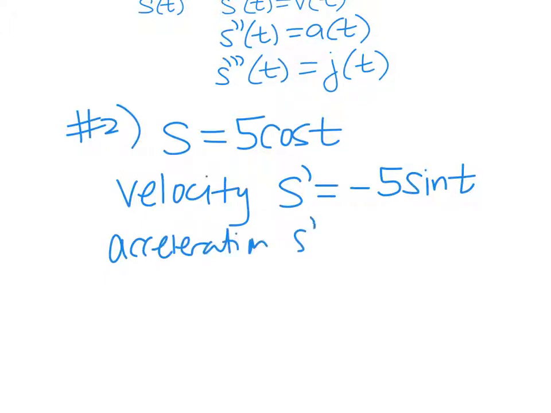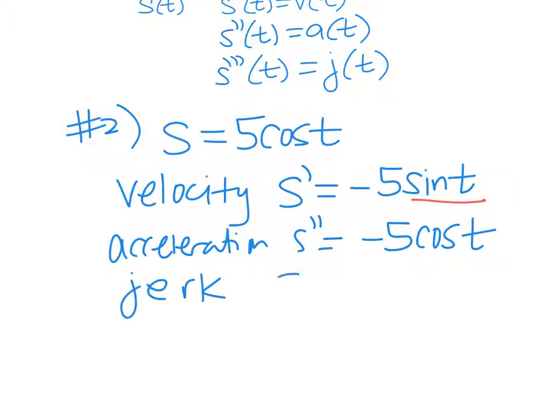The acceleration is the second derivative. So what's the derivative of negative 5 sine t? Perfect. Negative 5 cosine t. So the derivative of sine is cosine, but then you have to multiply it by that constant there. And then let's find the jerk.